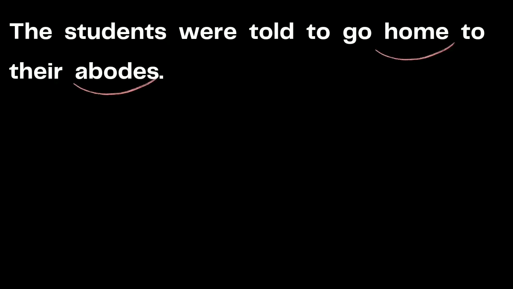Read the sentence that's on the screen. Can you identify which word or phrase or clause may be redundant? The sentence states, the students were told to go home to their abodes. If you guess that abodes and home were saying the same thing or have similar meaning, then you were correct. So, to have both the word home and the word abodes is making the sentence wordy. Now try to shorten this sentence by eliminating at least one of these terminologies.